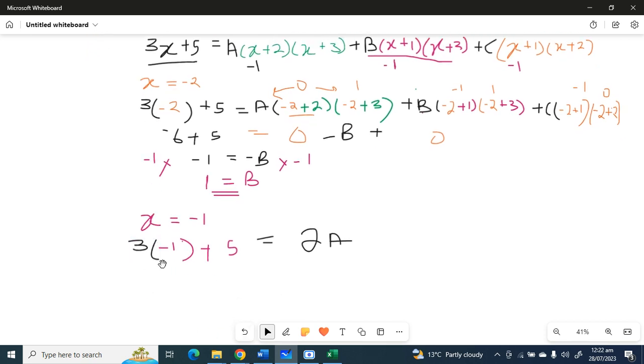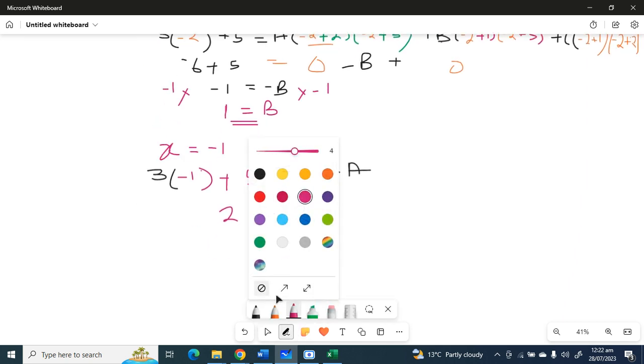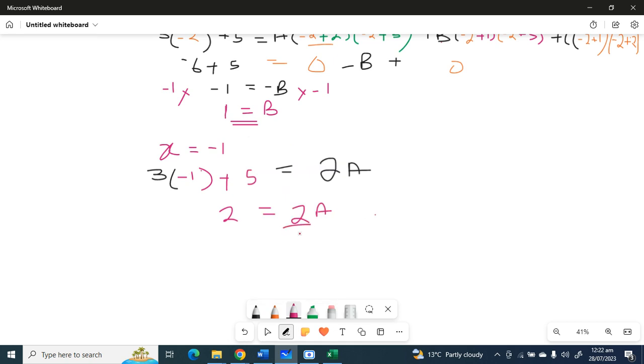3 times -1, that is -3. -3 plus 5, that is 2. So we're going to have 2 equals 2a. So to get the value of a, we just divide both sides by 2. Okay, and then a equals 1. So we found the value of a and the value of b. So now we have to find the value of c.